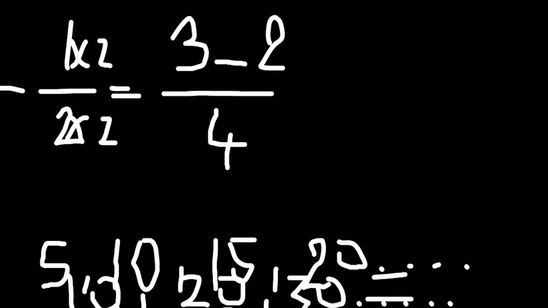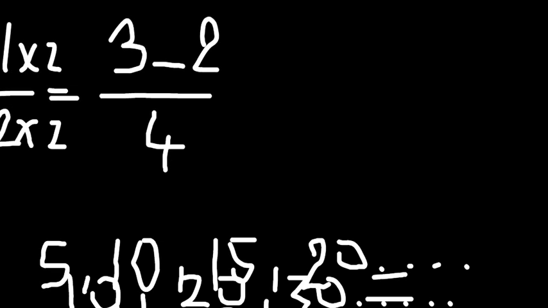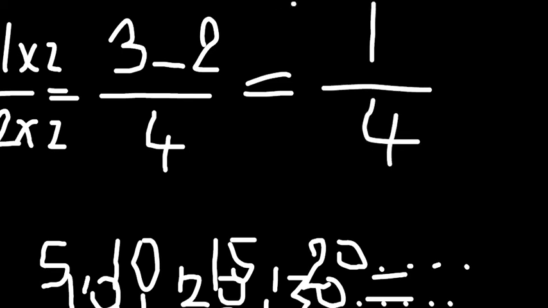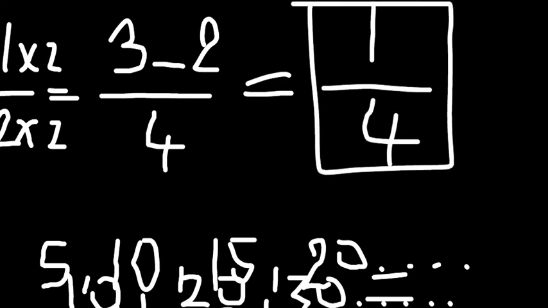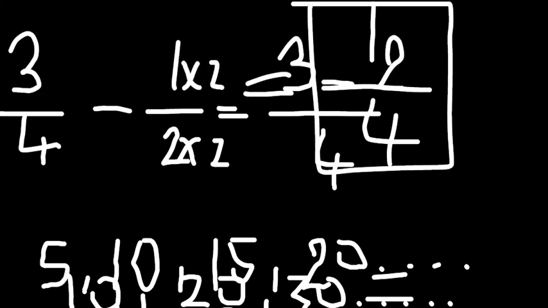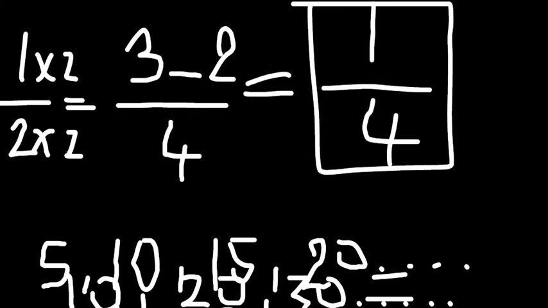Alright, so 3 minus 2 is obviously a 1 over 4. Okay, and that's how you do subtraction. So it's the same steps as the addition and everything we've done earlier, except this little guy right here, and that's called the minus. Okay, and that's how it's done.